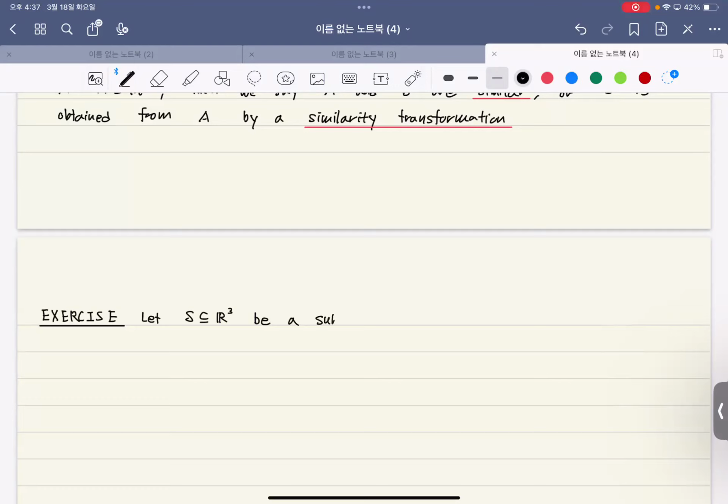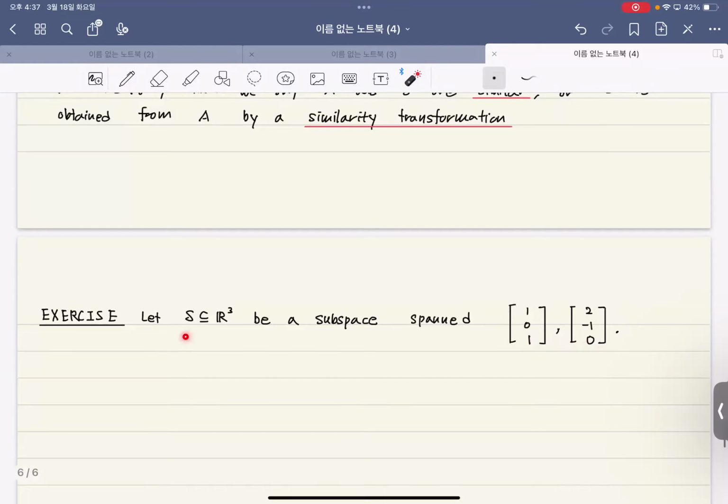I have a subspace S, and this subspace S has been spanned by two vectors, (1, 0, 1) and (2, -1, 0). Obviously, these two are linearly independent of each other. Since S has been spanned by these two, this is a two-dimensional subspace contained in R3.